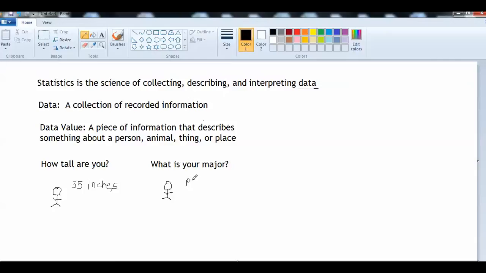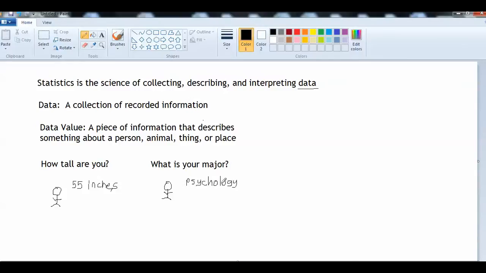Now the word psychology, or well, if the person just says psychology, then we could say that psychology is a data value. This is a piece of information that describes something about this person. In this case, it describes the person's major.